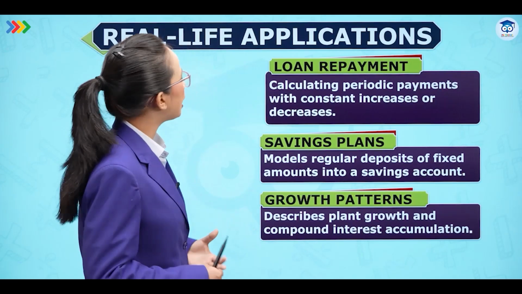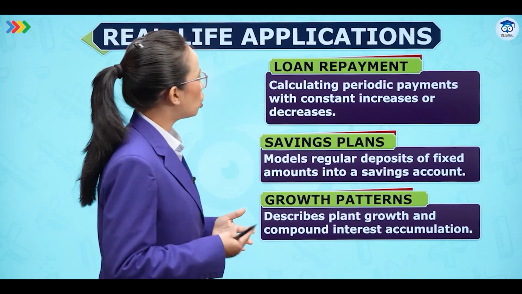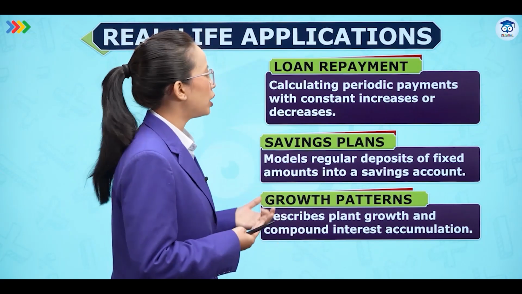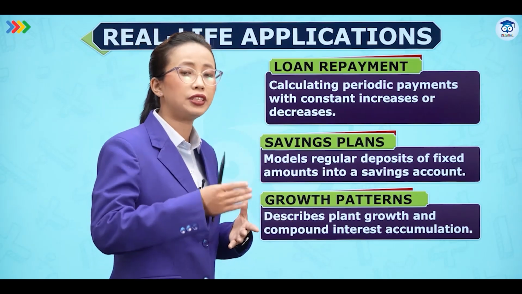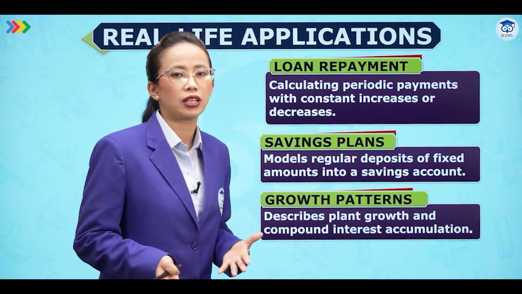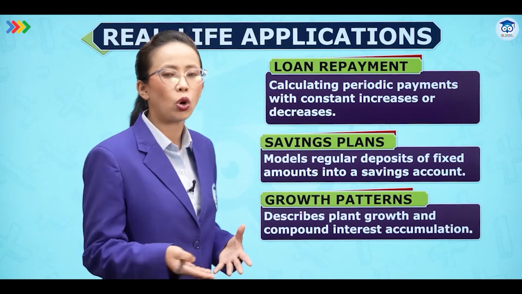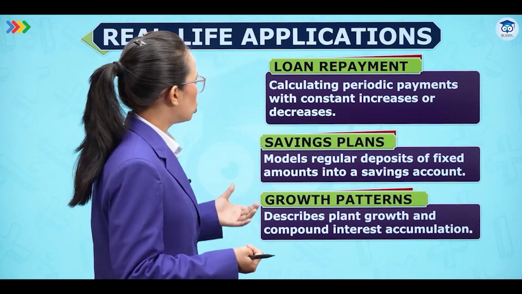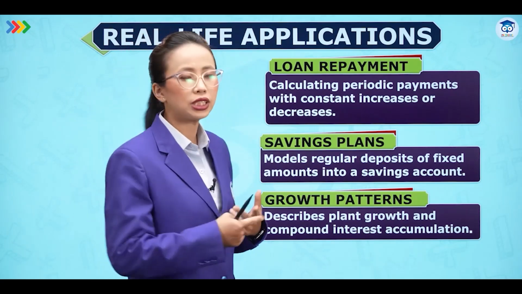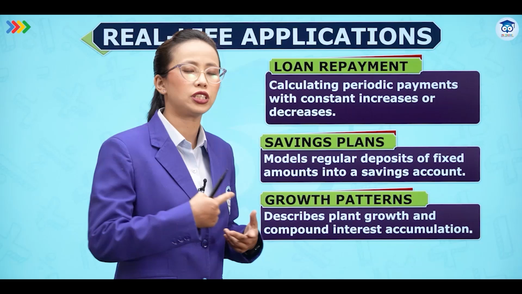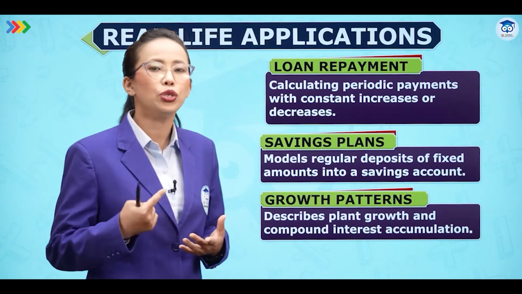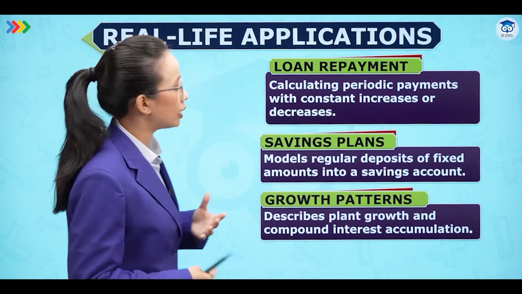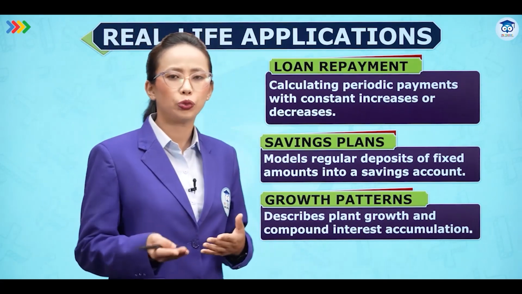Real life applications of AP: loan repayment, where they calculate the periodic payment with an increase or a decrease in the amount, it depends. If you pay on time, it will not increase. Next, a savings plan, where you can save by increasing by a common fixed value, and there also we can use the AP. And then growth patterns, plant growth and compound interest can also use the AP.